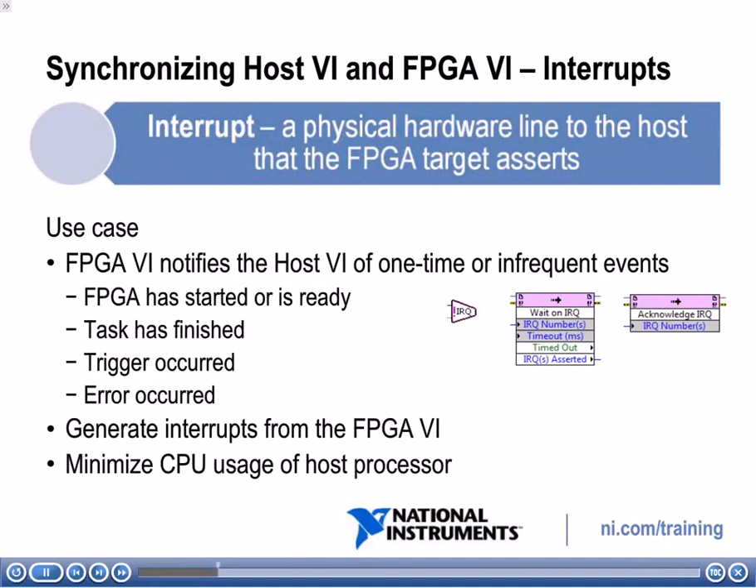So when you want to notify the host of this from the FPGA, what you would do on the FPGA VI is generate an interrupt. When you're using interrupts, they use a method that minimizes CPU usage on the host processor, but there is a little latency that's associated with using interrupts.